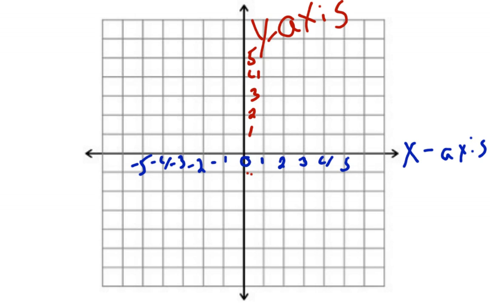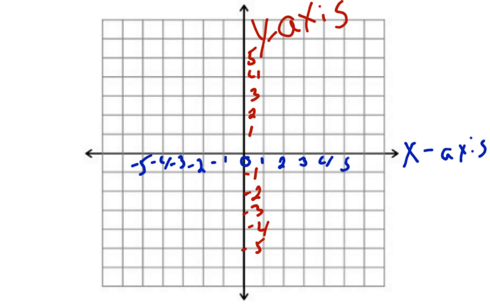-1, oh, that looks bad, let's redo that. -1, -2, -3, -4, -5. Okay, so again, positives go up, negatives go down, and once we get to ordered pairs on the next page, we're going to use those numbers as a roadmap to get to a specific location on the coordinate plane. So our x-axis goes left and right, our y-axis goes up and down.